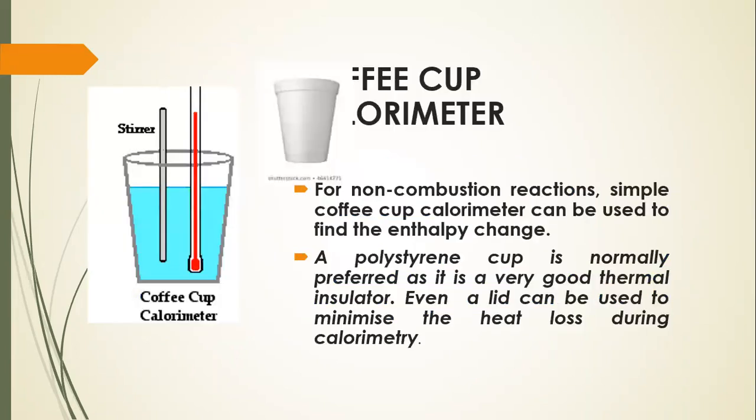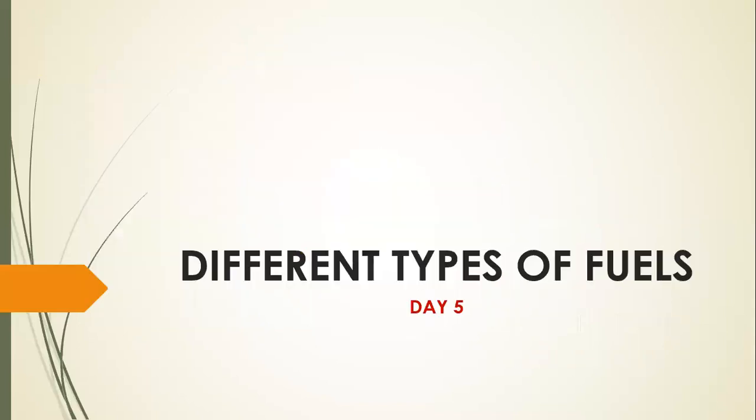Now next is the coffee cup calorimeter. Only for combustion reactions do you proceed with the spirit burner. For non-combustion reactions, the normal coffee cup that is made up of polystyrene is preferred. Why are we preferring polystyrene? It's a very good thermal insulator. And if they ask you how to improve the accuracy, you can keep a lid at the top, right? So this is for non-combustion reactions.